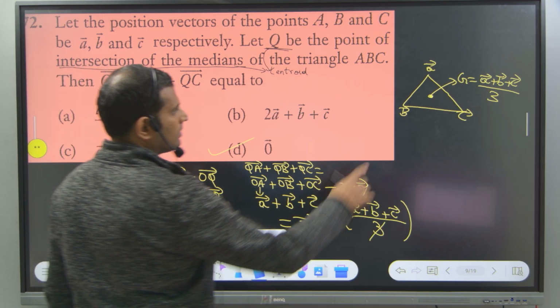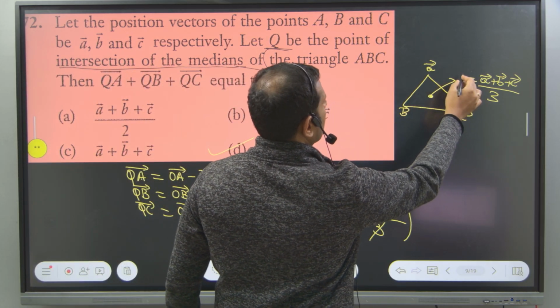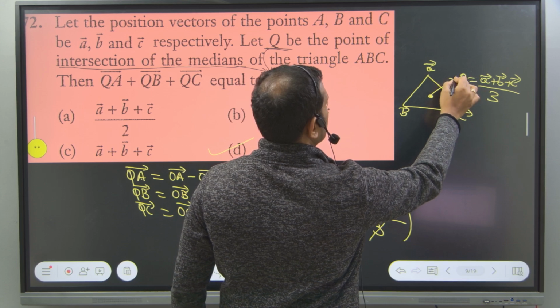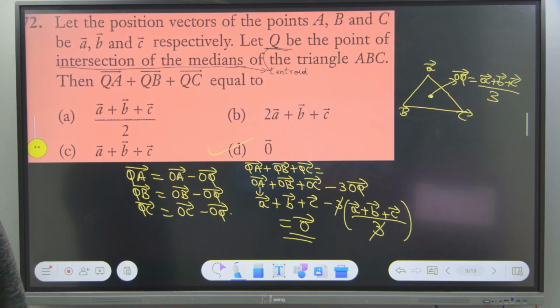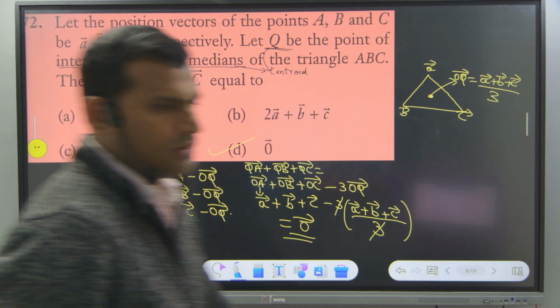I'll change this to Q only. This OQ vector is A plus B plus C by 3. We'll move to the next one.